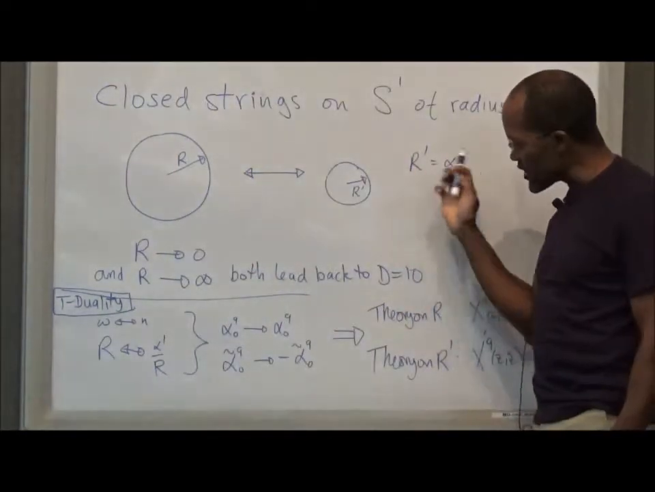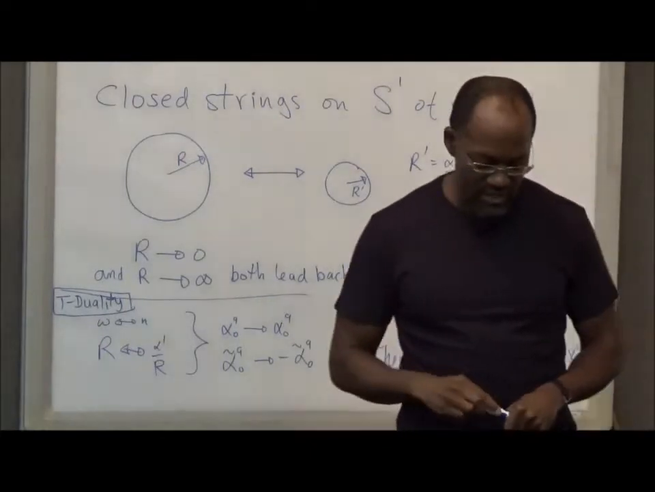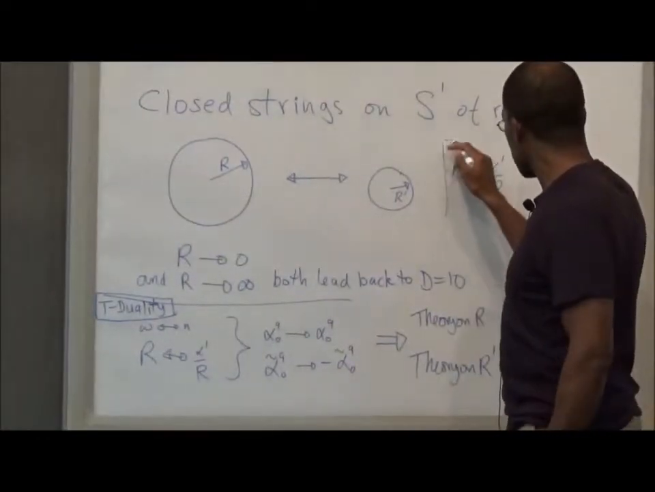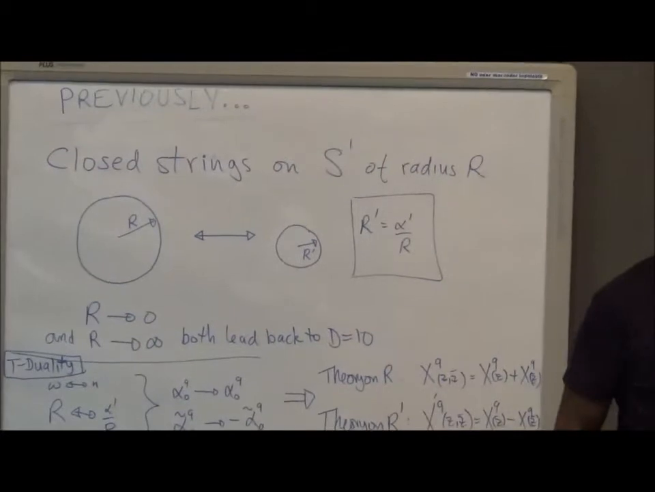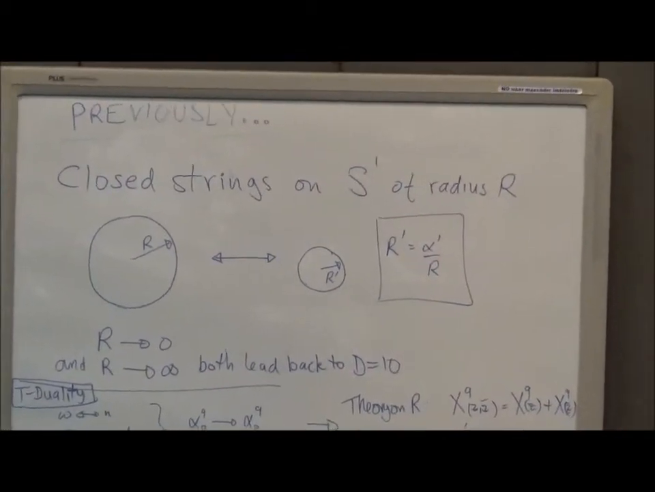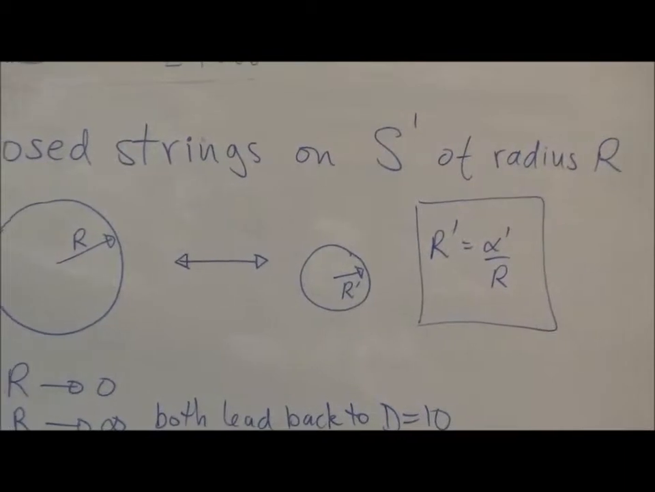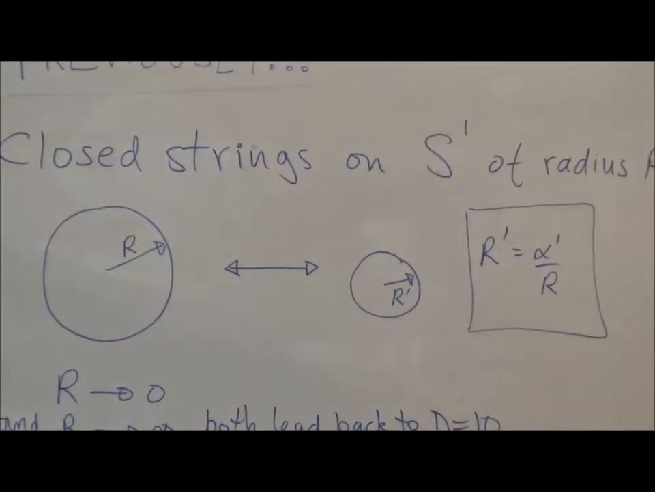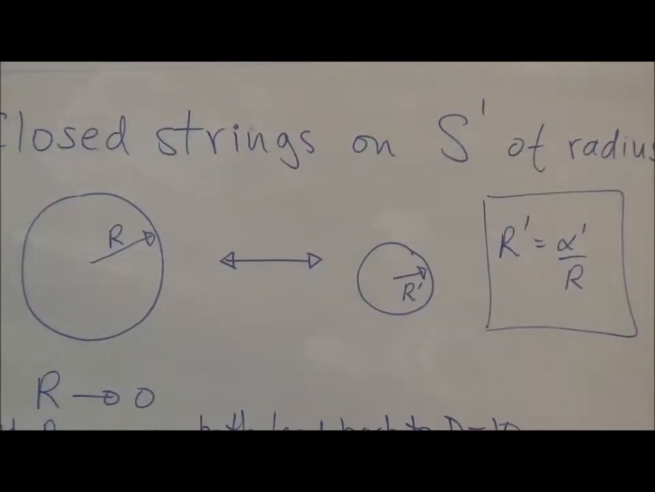The radius of that effective new circle is, if you like, the inverse radius, and so that's a relationship which we saw precisely in the mass formula. If I replace R by R prime according to that relationship, I exchange winding and momentum, I can see that I have the identical theory. So the theory just keeps taking itself back to the uncompactified theory in either of these limits. That's hugely important.